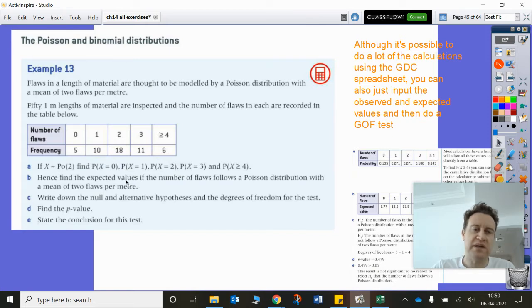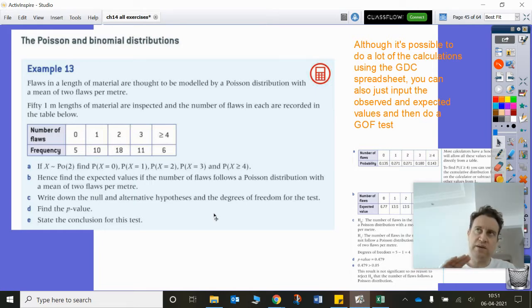And then to find your expected values is exactly the same as before. So you'll now times your total in the sample, so 50, by each of those probabilities. So that's super simple. Then write down the null and alternative hypotheses. So we're saying either that the original distribution is being followed or it's not.